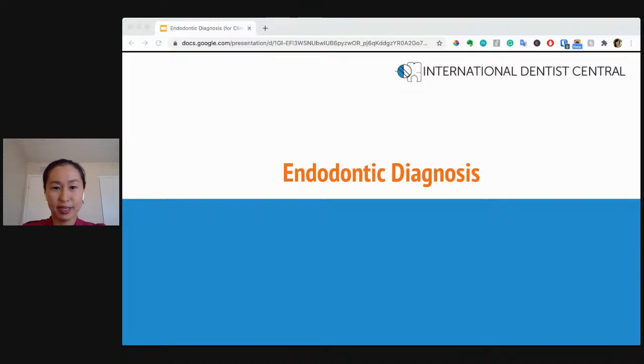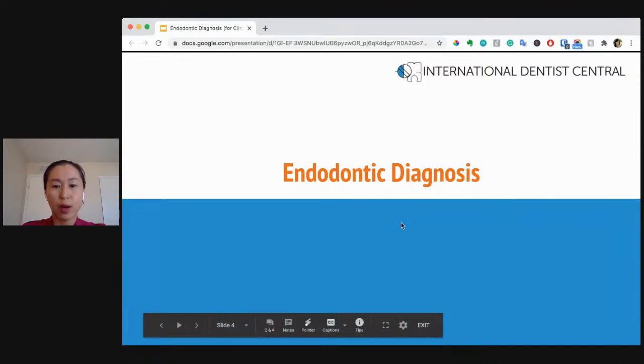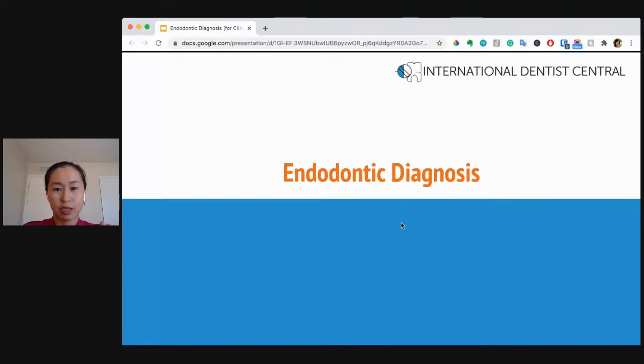Okay, so endodontic diagnosis. The way this module is structured, it has three chunks: how to diagnose, then the pulpal diagnosis, and then the periapical diagnosis. That's what's coming up in the big picture.